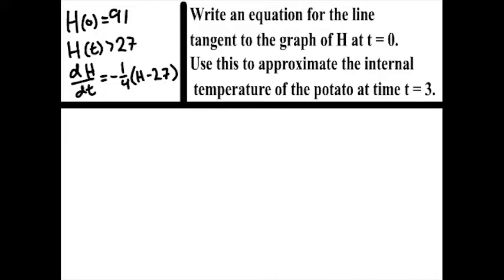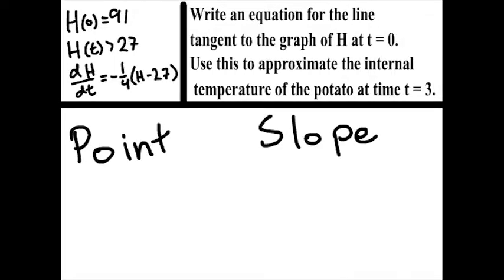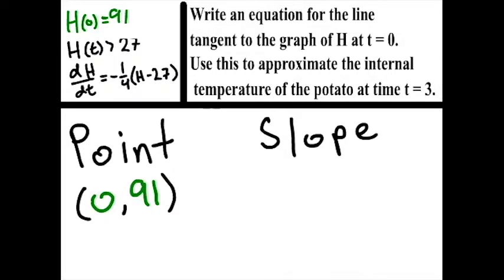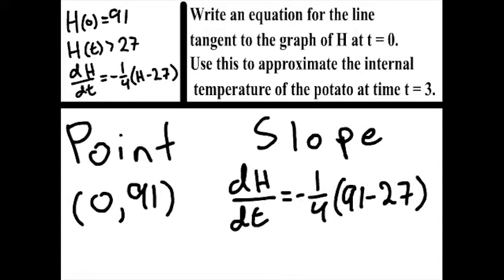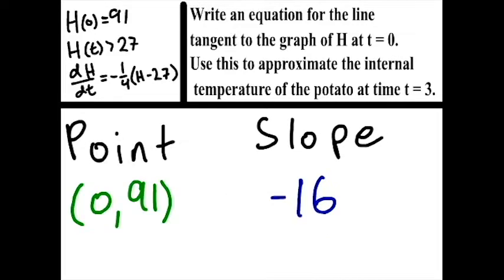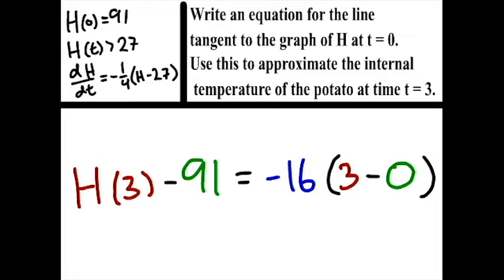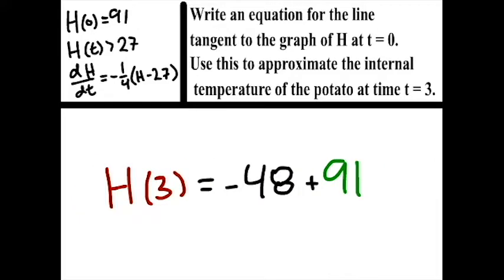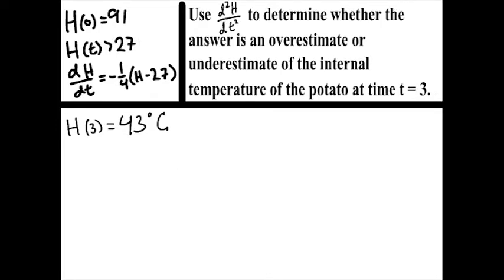They want us to write an equation for the tangent line of h at t equals 0. We do this by finding the point of tangency and the slope, h prime, at that point. We already know that h of 0 is equal to 91, and we know that dh/dt is equal to negative 1/4 (h minus 27). Plug in 91 and simplify to get dh/dt equals negative 16. Now we plug these values into our point-slope formula. Then we isolate h of 3, simplify that again to get h of 3 equals 43, and we set that aside.